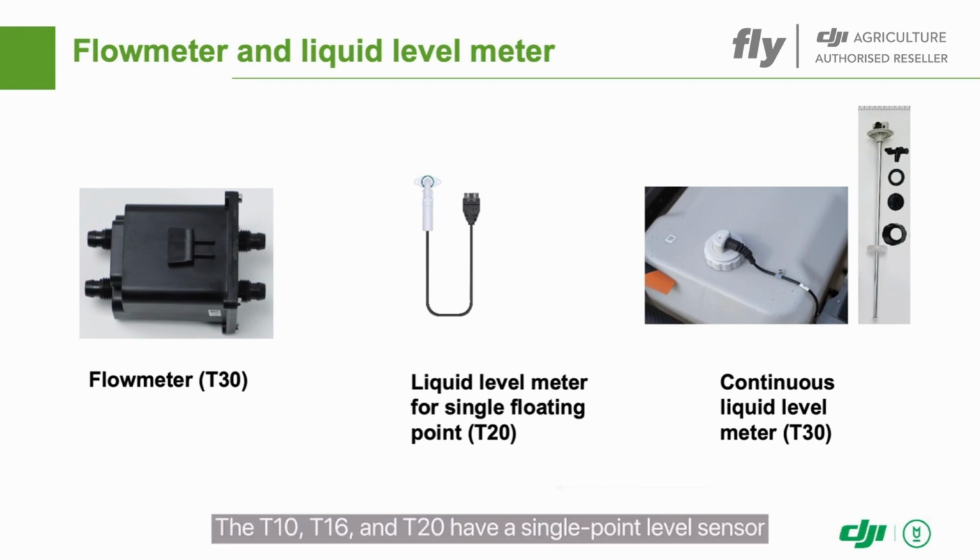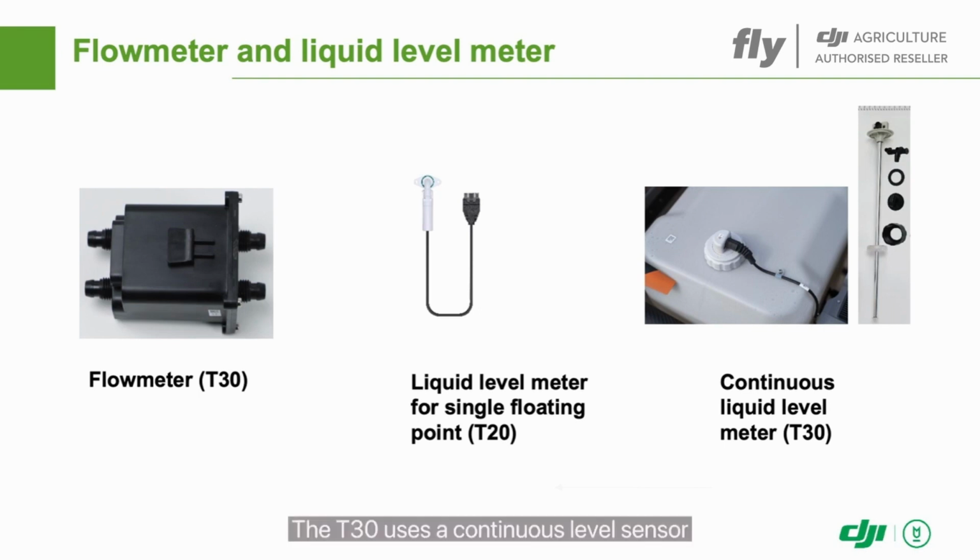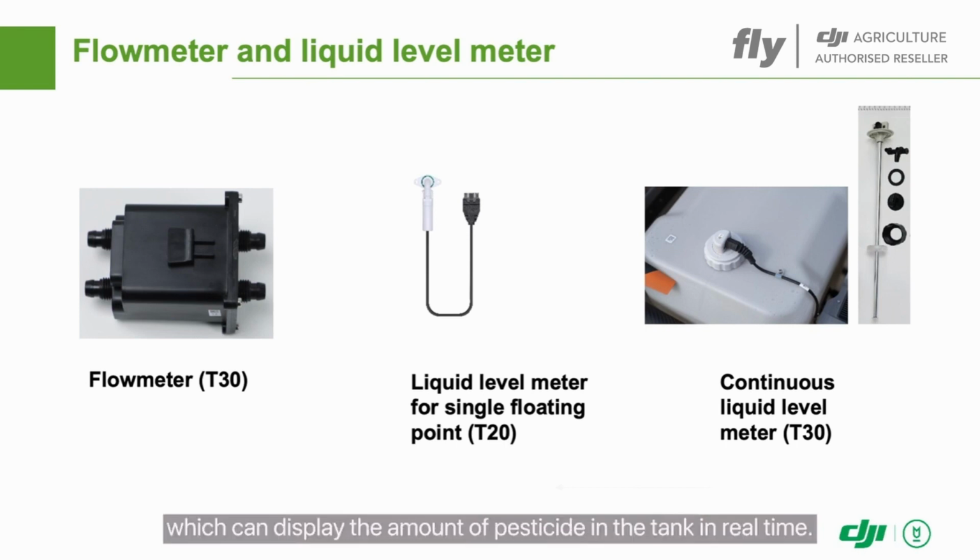The T10, T16, and T20 have a single point level sensor, which can only estimate the remaining pesticide and can't display the exact remaining amount. The T30 uses a continuous level sensor, which can display the amount of pesticide in the tank in real time. It can intelligently predict when the tank will need to be refilled, improving efficiency and saving battery power.